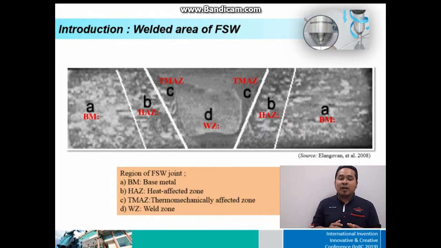At the welded area of FSW, in general, the microstructure of the FSW joint is divided into four regions. First is the stir zone. Second is the thermomechanically affected zone. Third is the heat affected zone and the base metal.